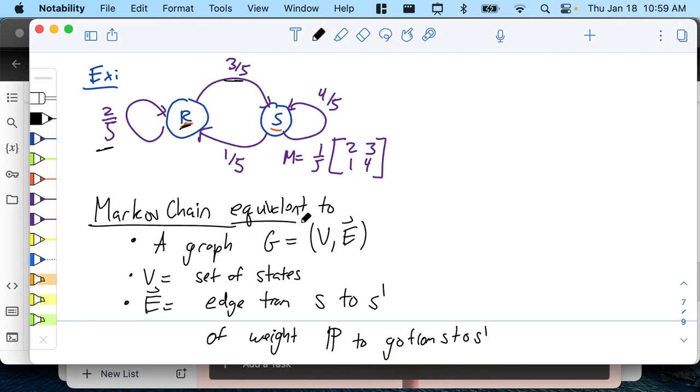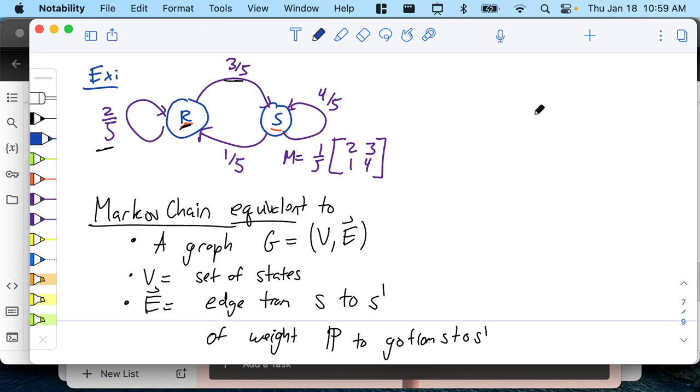Okay. And so what does irreducible mean? Irreducible means there is a path of non-zero weights to get from any state to any other state. So this one is very clearly irreducible. You can go from R to S. You can go from S to R. Every vertex can visit every other vertex. What would be an example of a non-irreducible Markov chain?